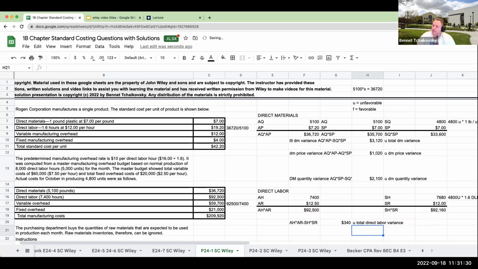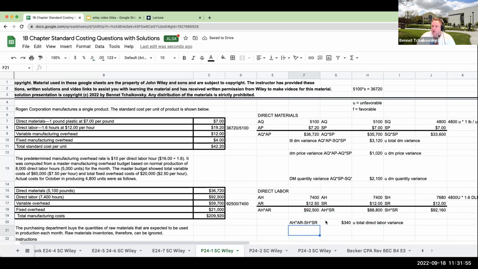Now, what's interesting about this one is I paid a little bit more per hour, 50 cents more per hour, but I used fewer hours, 7,400. So what I'm now going to go ahead and do is put in the middle value. Okay, so right over here. My middle value is my actual hours times the standard rate. And this is going to give me 88,800.